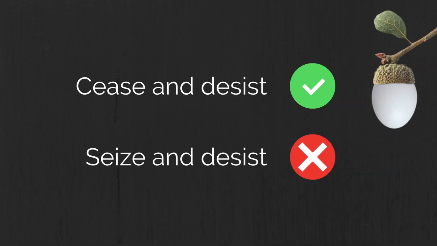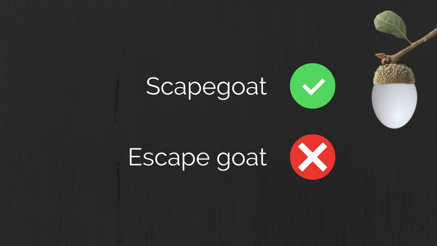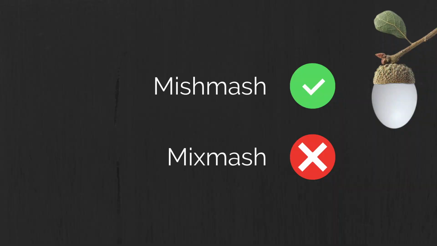Someone might want to give an order to cease and desist, but instead say seize and desist. Perhaps someone who wants to eat coleslaw by mistake says cold slaw. A person could hear the word scapegoat and think it was escape goat. Or instead of correctly saying mishmash, they might accidentally say mix-mash.